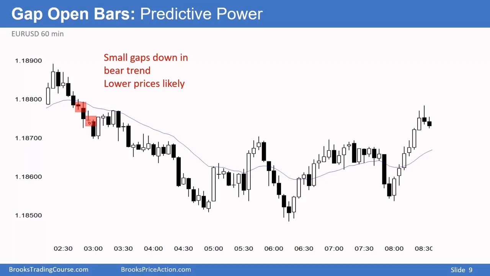Same thing here. This open below that close tells you that a lot of traders sold at the market as soon as this bar closed, and therefore the market was likely to go at least a little bit lower, ultimately, and went a lot lower. A pair of very strong bear bars, but look what happened here. We have a gap up and a bull bar.